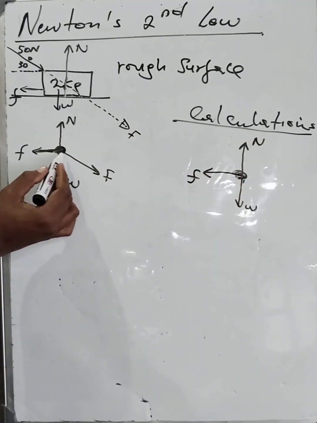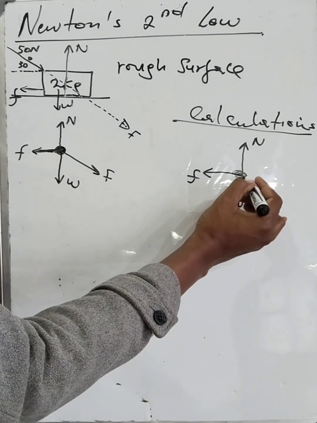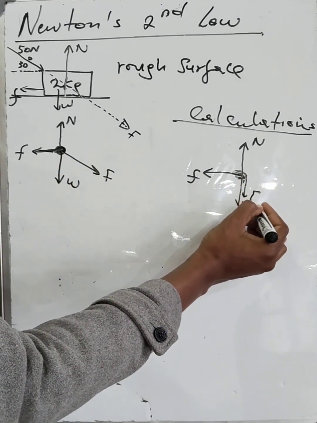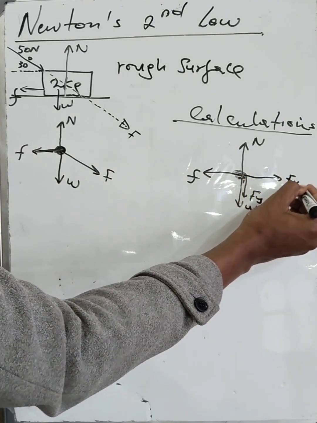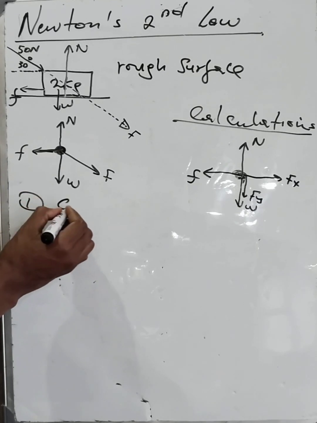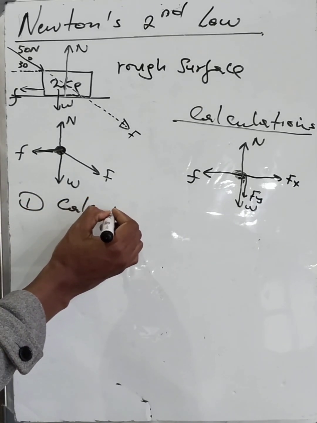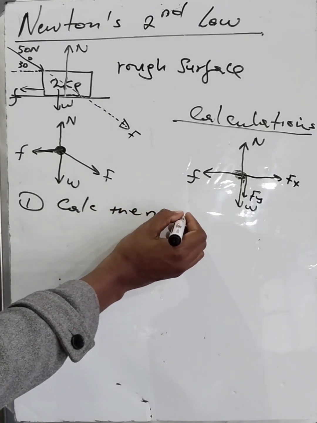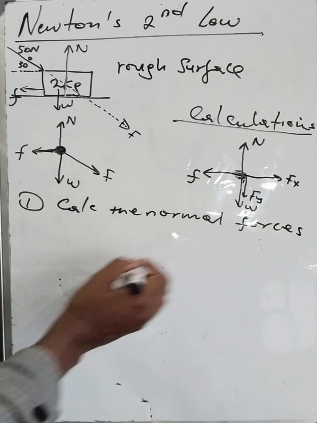Then this one will have a component down and a component to the right. So we have a component down, that is Fy, and a component in that direction, Fx. Okay? So the first question will say calculate the normal force. Calculate the what? The normal force. How to calculate the normal force in this case?